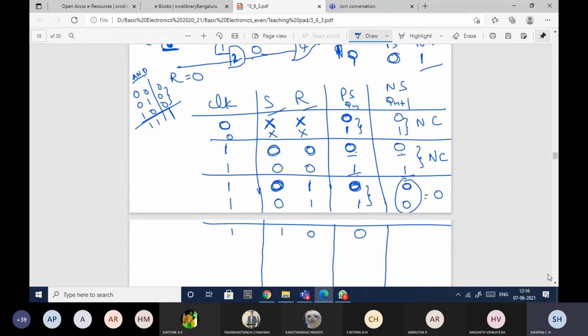So when clock is equal to 1, S is equal to 1, R is equal to 0, set is equal to 1 and reset is equal to 0. And then the present state is 0, then the next state is 1. Okay, now I need to analyze when the clock is equal to 1, S is equal to 1, R is equal to 0 and the present state is 1. In this case again I need to find out.